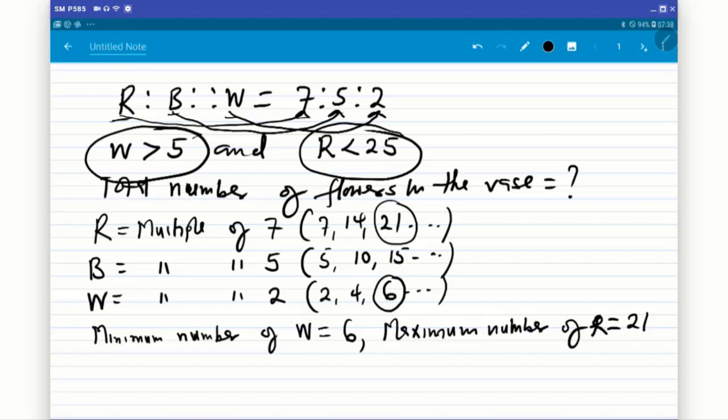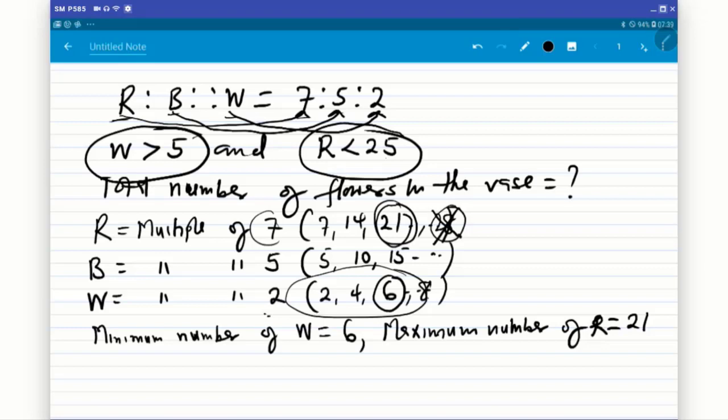So now it means this white, as you can see here, must be a minimum of 6. So if you say, what of 8? If it is 8, that's times 4. That means the red must be times 4 as well, which is 28. But I've told us that the red must be less than 25. That means 28 is not possible. So red must be 21.